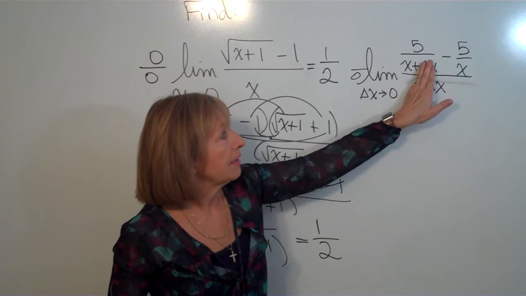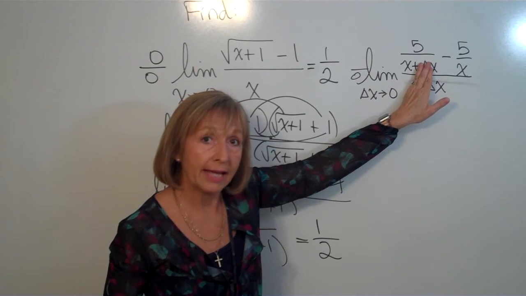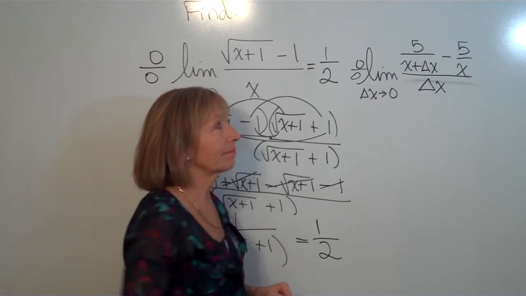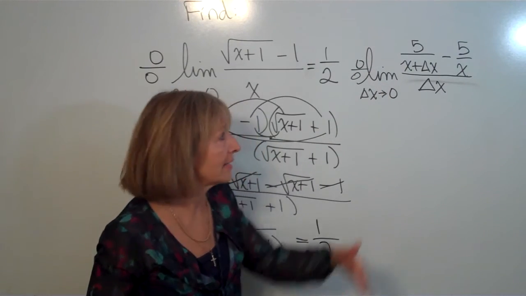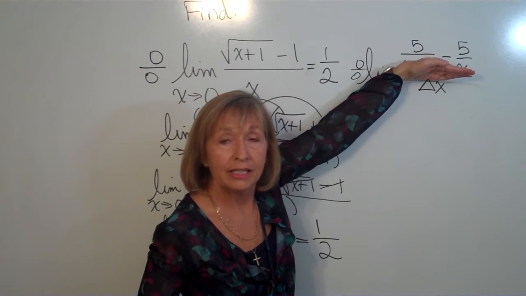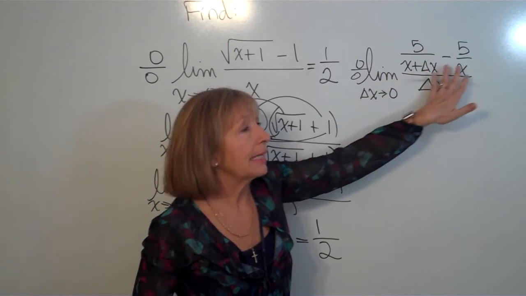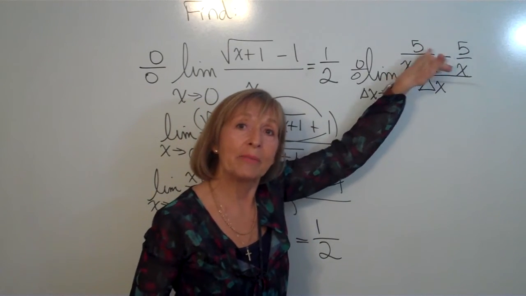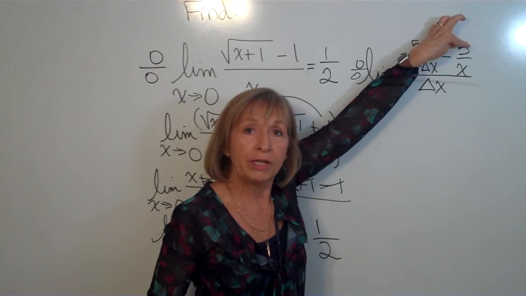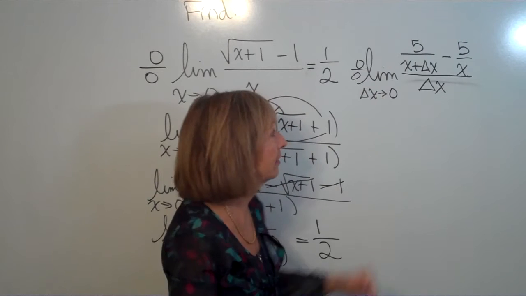If I put a 0 in the delta x in the numerator, I have 5 over x minus 5 over x, so that's also a 0 in the numerator. And I'm like, what do I do with this? Well, this is a complex fraction. It's a fraction over a fraction. So one way you could handle this is to get common denominator and combine your fractions in the numerator. And then once you do that in the numerator of it, we'll take care of the overall fraction.